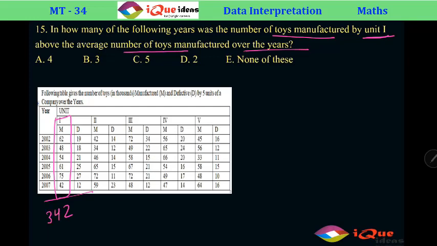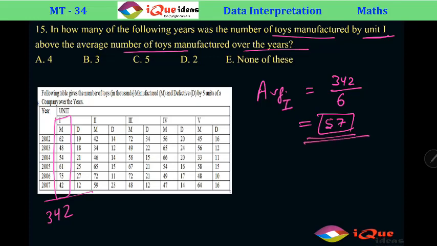Right. Okay. So the average of unit 1 will be equal to 342 divided by, how many values are there? 1, 2, 3, 4, 5, 6. 6 values are there. So divide simply, it will be 57. Right. So the average is 57 in thousands. Every value is in thousands. So if you miss 1000, doesn't matter. So 57 is the average of unit 1.